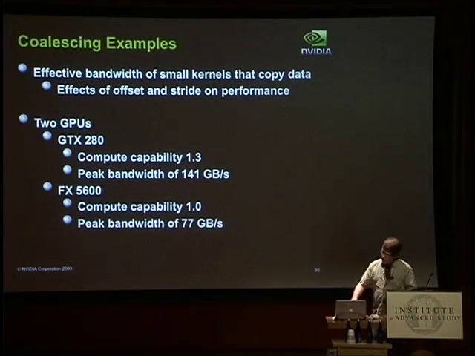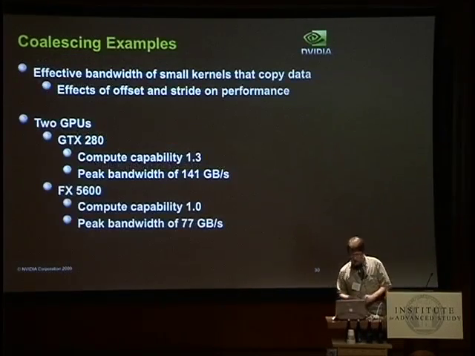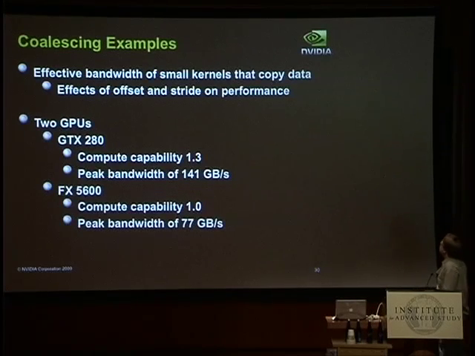But if you don't ask for data in such a way that the points that are being requested are contiguous, then it slows down quite a bit. And that's non-coalesced reads and writes. Okay, so some coalescing examples. We'll look at the effective bandwidth of some small kernels that are copying data and see what happens with offset and stride. We'll take 2 GPUs, an old FX 5600, which you might have.